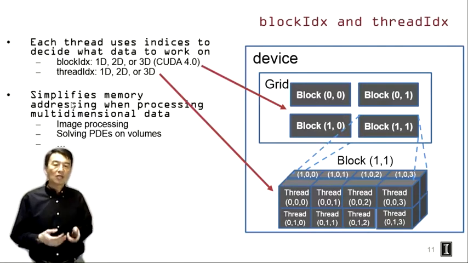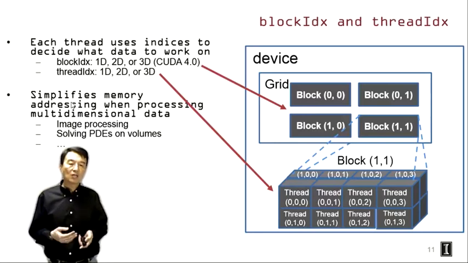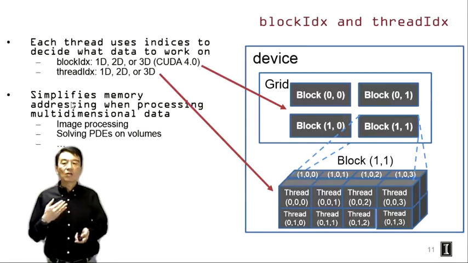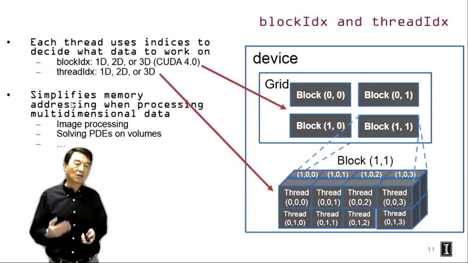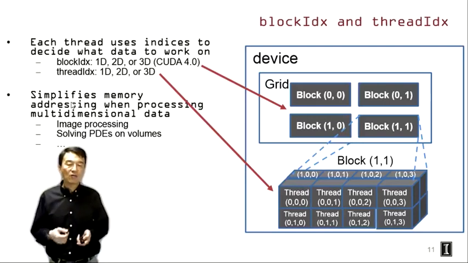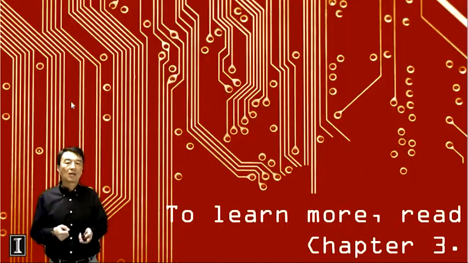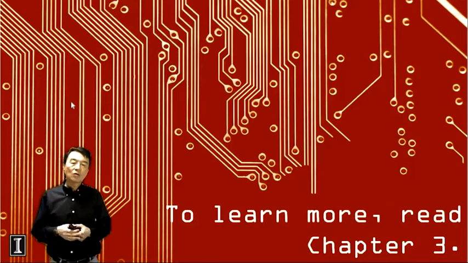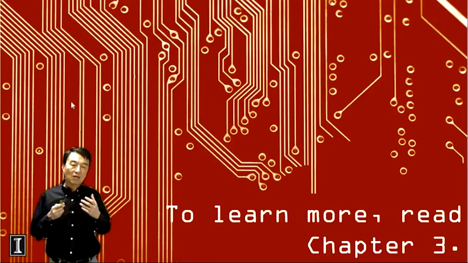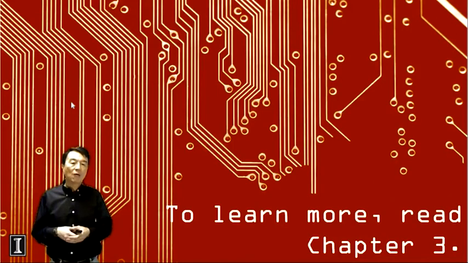As we mentioned, this kind of multi-dimensional index is very convenient when we need to do image processing or solve three-dimensional partial differential equations and so on. So this concludes the first episode of the Introduction to CUDA. If you'd like to learn more about the basic concepts of data parallelism and the basic execution model of CUDA, I would like to encourage you to read Chapter 3 of the textbook.